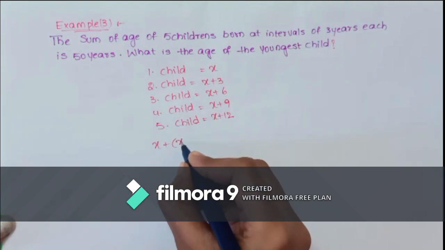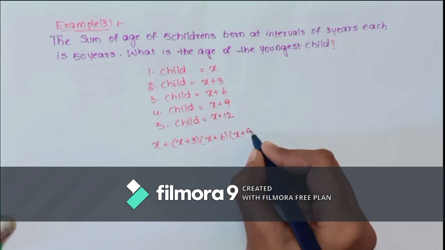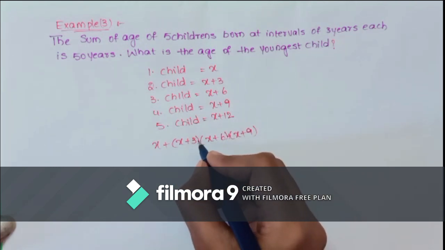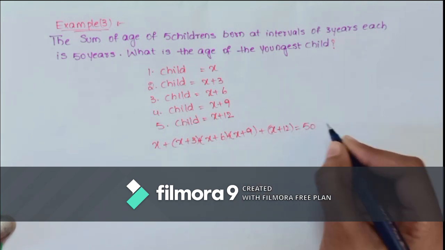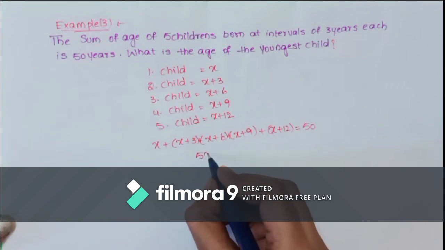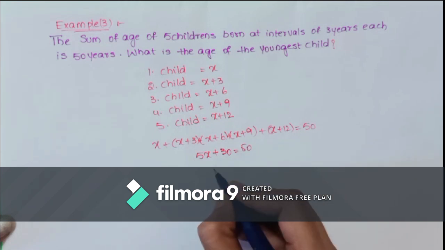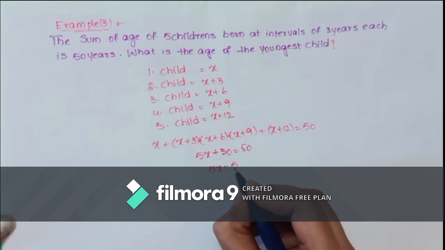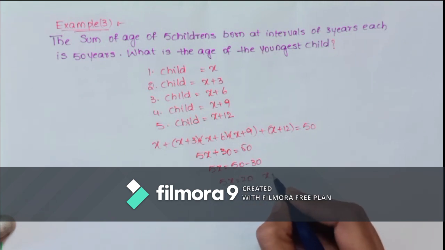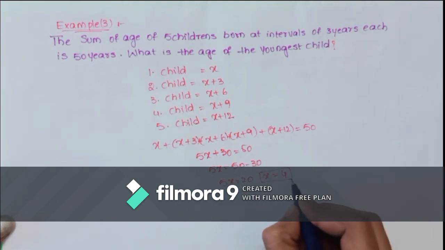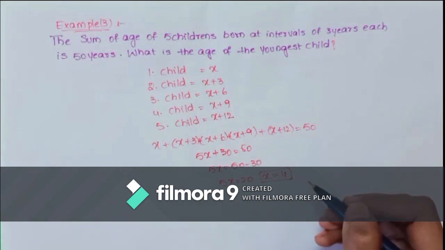Each is 50 years. So we should add all this. X plus 3, x plus 6, x plus 9 plus x plus 12 is equals to 50. If we add, we'll get 5x plus 30 is equals to 50. 5x is equals to 50 minus 30. 5x is equals to 20. X is equal to 4. So, the age of the youngest child is 4.